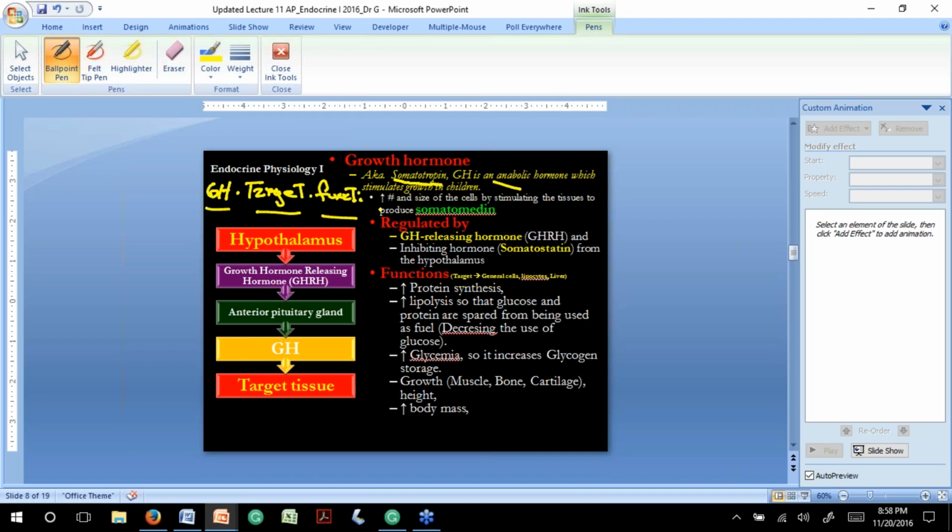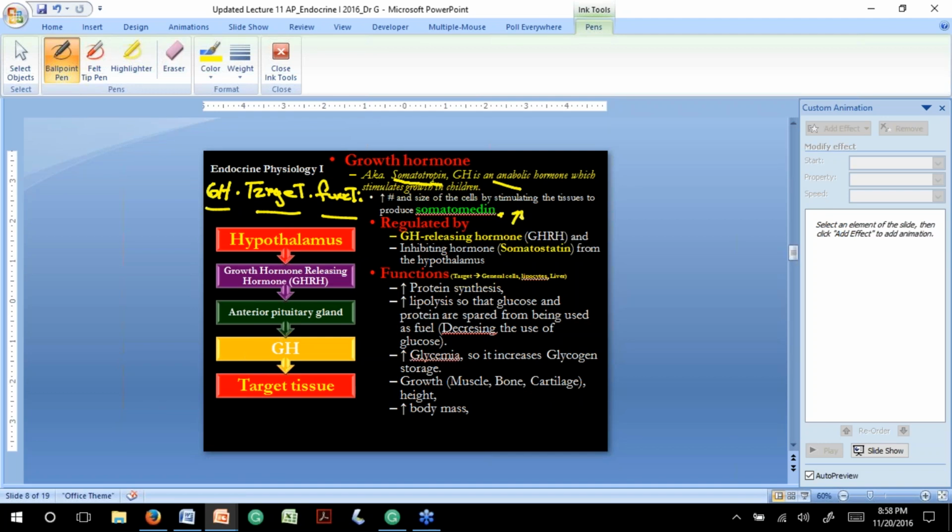Now, when you have too much or an excess of growth hormone, the hormone that is going to make a negative feedback on the growth hormone is the somatomedin.